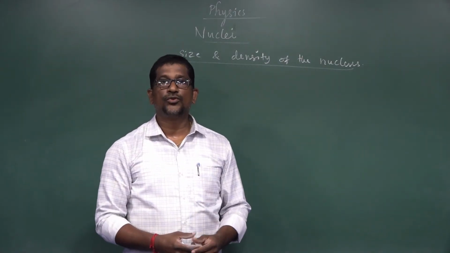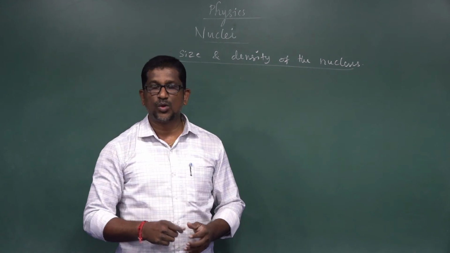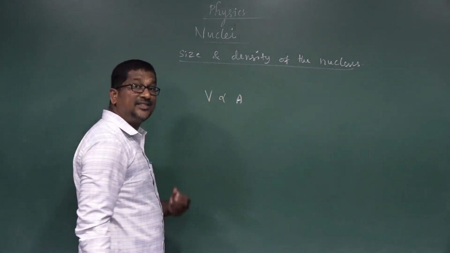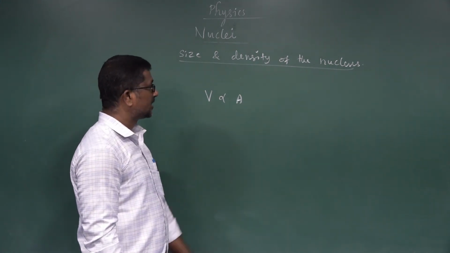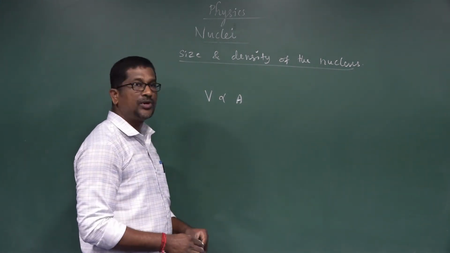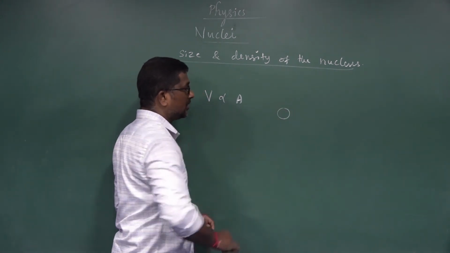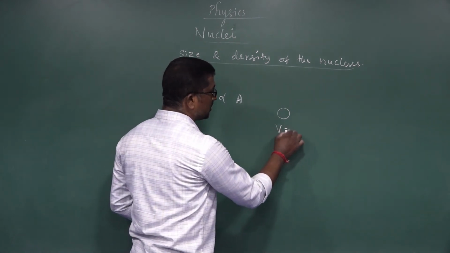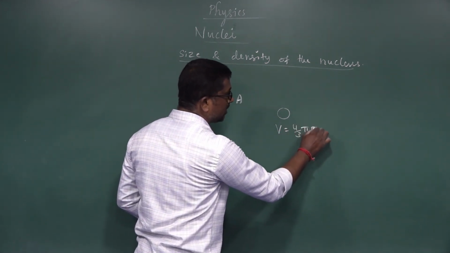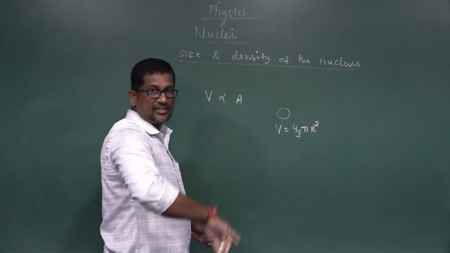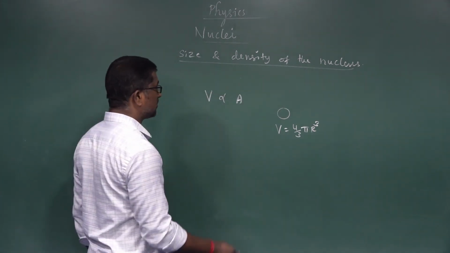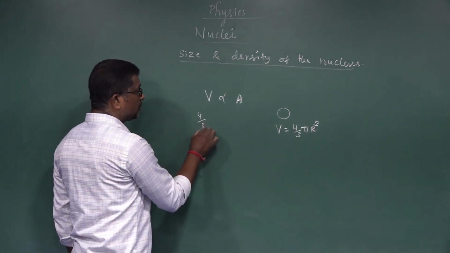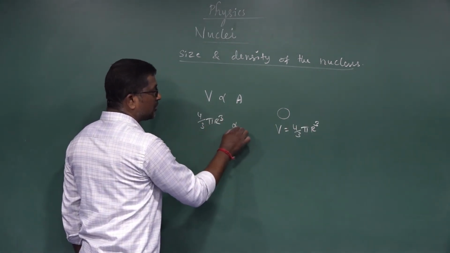Right, Ernest Rutherford, from the alpha particle scattering experiment, found that the volume of the nucleus is directly proportional to its mass number. He also found that the nucleus is assumed to be spherical in shape, whose volume is equal to 4 by 3 pi r cube, where r is the radius of the nucleus. Substitute V is equal to 4 by 3 pi r cube here.